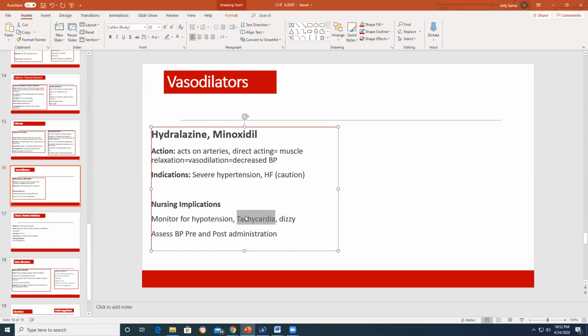Okay. So let's say a patient has a tachycardia of 180. Well, you can't give this either. You're going to have to go a different route. Okay. And then, of course, assess pre and post administration. So there's very little to this medication. It's a very simple medication, but it's a great additive to treatment.